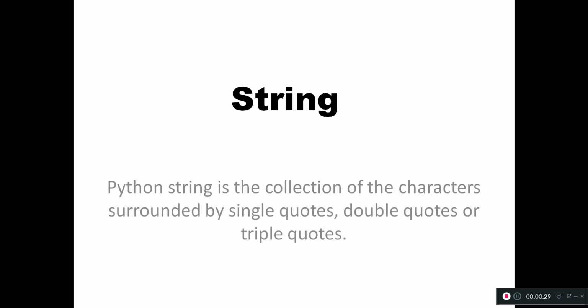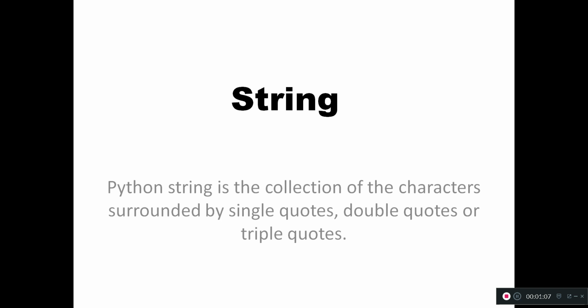A string in Python is a collection of characters surrounded by single quotes, double quotes or triple quotes. The computer does not understand the characters internally. It stores manipulated characters as a combination of zeros and ones. Each character is encoded in ASCII or Unicode. So we can see that Python strings are also called a collection of Unicode characters.